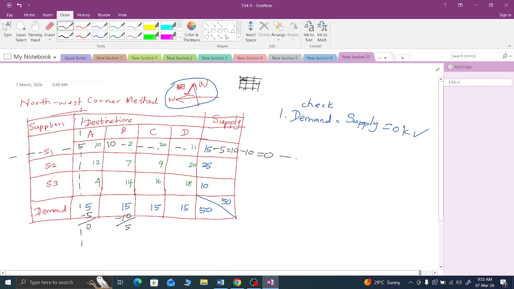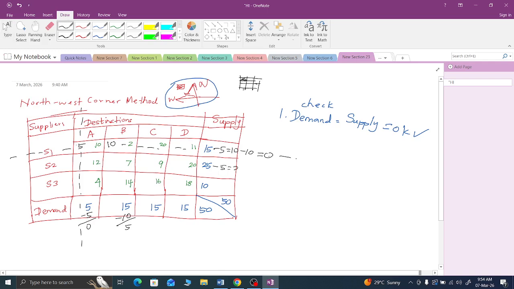So let's see. I already allocated 10 here and 5 here. The balance cells are these 6 cells. Among these, the northwest corner cell is this one, this 7. For this cell, the maximum allocation I can give is only 5, right? Availability is 5, demand is 5. So I am going to reduce 5 here, 5 here.